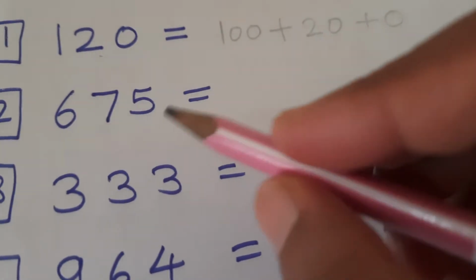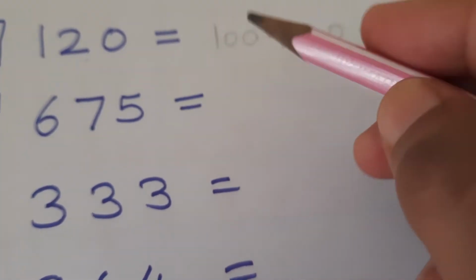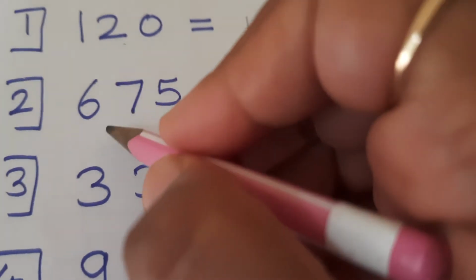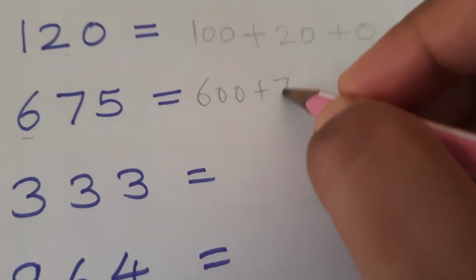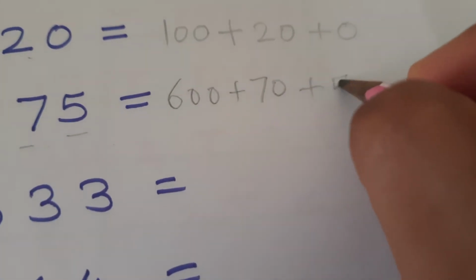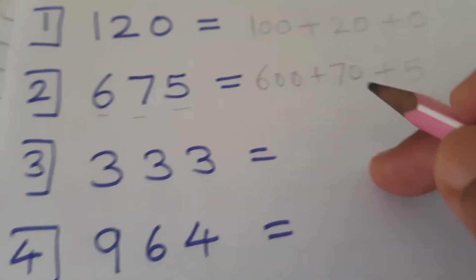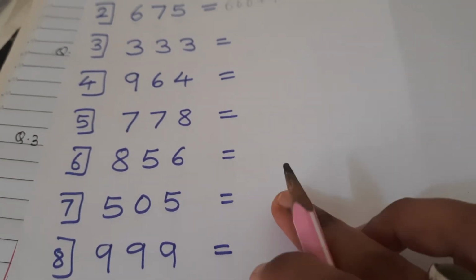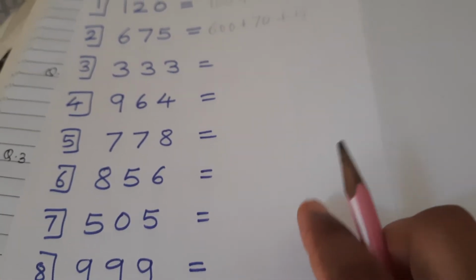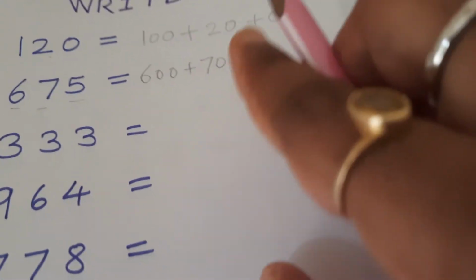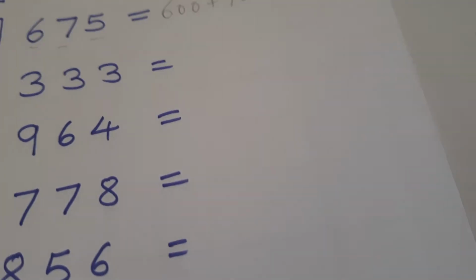Okay, now see the next number, 675. So as we said this number, what will come here? 600 is the place value of 6, 70 is the place value of 7, and the place value of 5 is 5 because it is at the unit place. So I hope that you understand this. You are going to write the place value of these numbers. We also call it the expanded form. Not only place value, but we call it expanded form too.